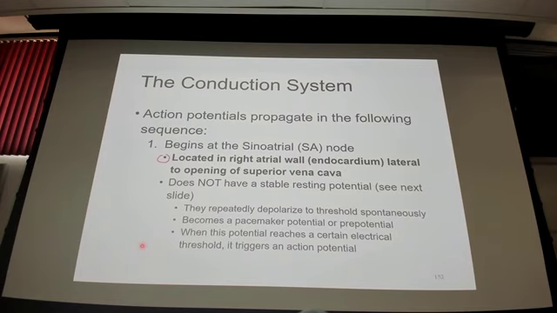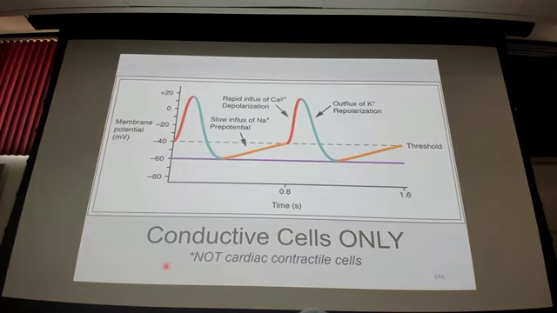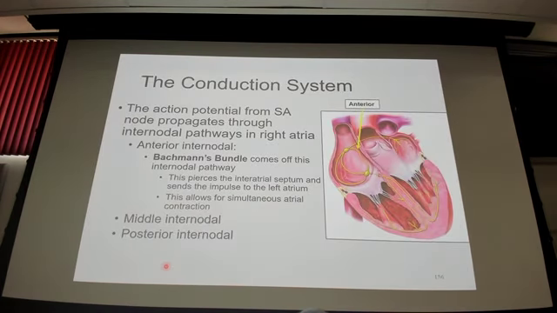So, all right. Where was it? Here. Okay, so, Bachmann's bundle. All right. Now, I'm going to go back. I labeled anterior internodal pathway. But what would give it away that you see in this picture that would tell you that that one is the anterior versus the other one that's posterior? The bicuspid versus tricuspid.